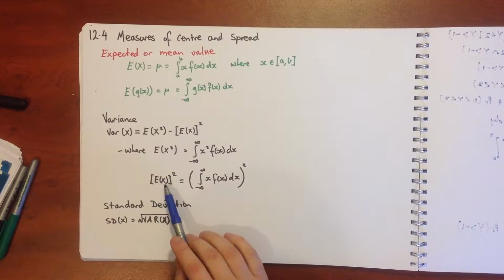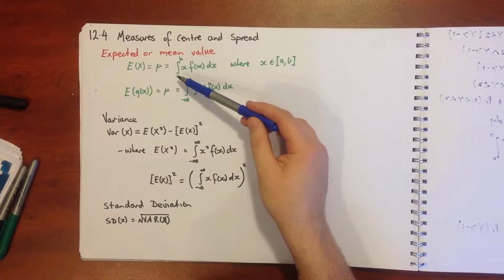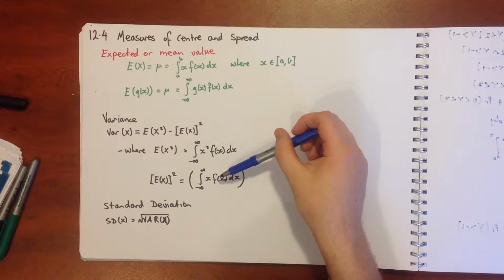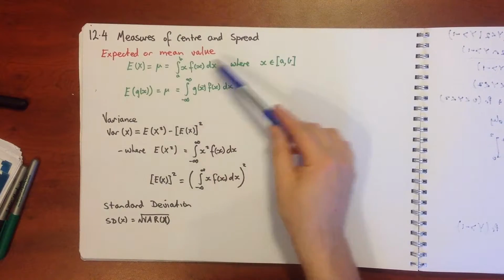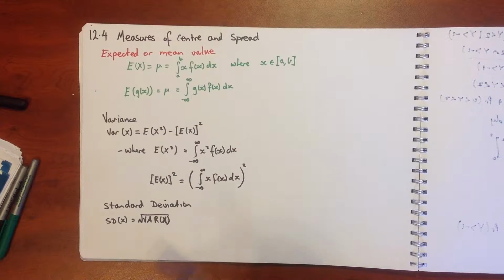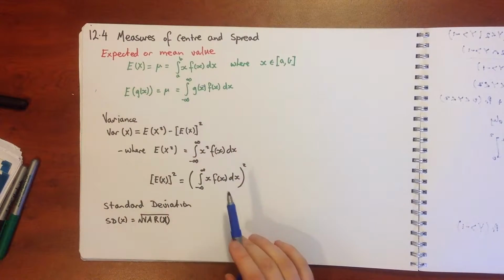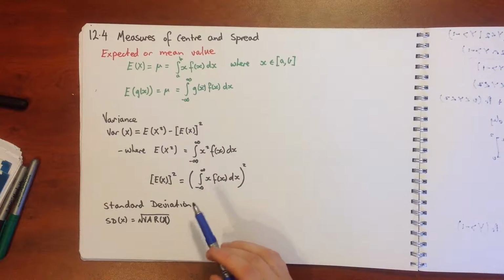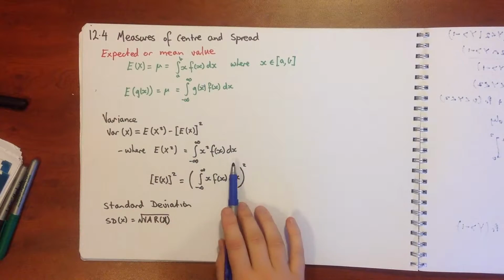And our E(X) all squared is just simply equal to our integral from negative infinity to infinity of x times f(x) dx, all squared. So just the way we found our expected value earlier. We're already going to have found this expected value, so we won't need to do that again if we're trying to find our variance. And then for this one, we just need to solve this part here.